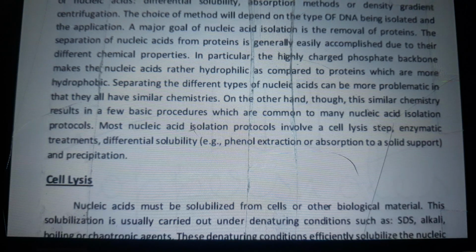In particular, the highly charged phosphate backbone makes the nucleic acids rather hydrophilic as compared to proteins, which are more hydrophobic. Separating the different types of nucleic acids can be more problematic in that they all have similar chemistries. On the other hand, this similar chemistry results in a few basic procedures which are common to many nucleic acid isolation protocols. Most nucleic acid isolation protocols involve a cell lysis step, enzymatic treatments, differential solubility, for example phenol extraction or absorption to a solid support, and precipitation.